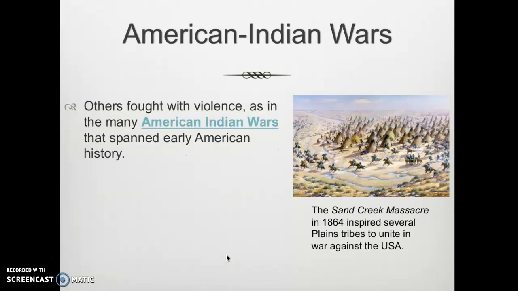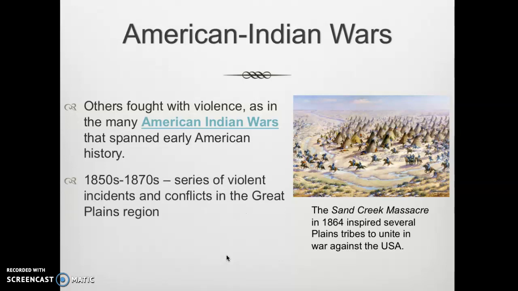Now, there were also several wars, violent means of resistance. These are collectively known as the American Indian Wars, and they spanned most of early American history. But from the 1850s to 1870s in particular, there was a tremendous amount of conflict in the Great Plains region, kind of Midwestern United States.